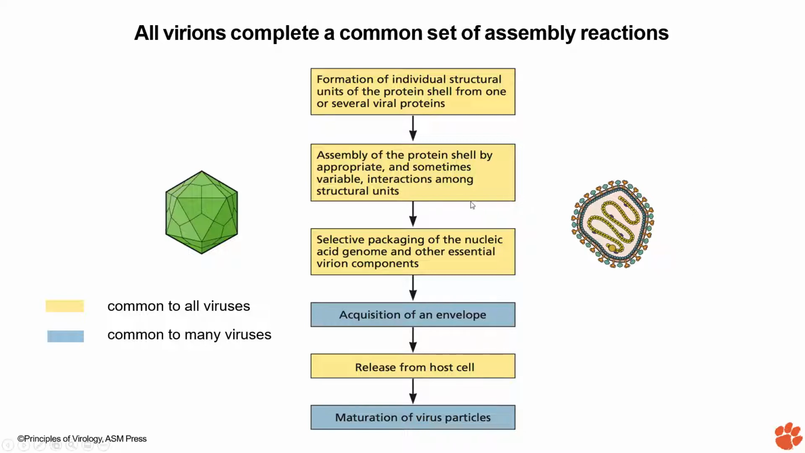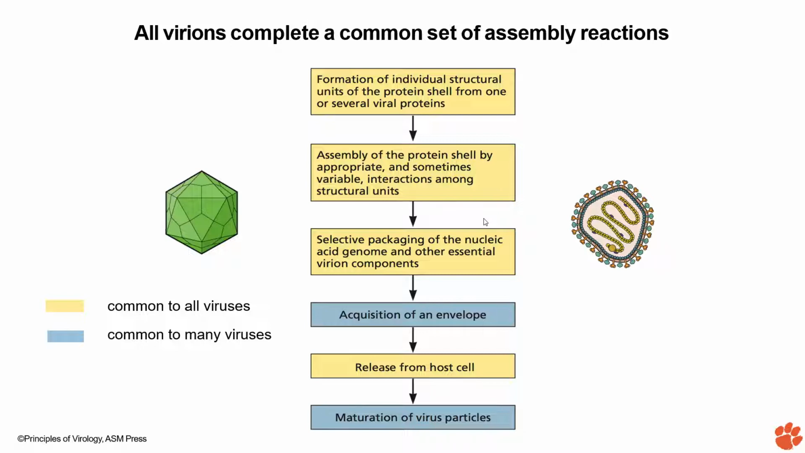The next part is the assembly of the protein shell by appropriate, sometimes variable, interactions among the structural units. If it is an icosahedral symmetry and the T number is more than 1, we know that there will be quasi-equivalence positions, because they need to form the pentons and the hexons. We are going to use that part all the time: viral assemblies with much more complexity of the icosahedron are formed by pentamers and hexamers. The pentamers are called pentons, and the hexamers are called hexons, which are made with different combinations of proteins.